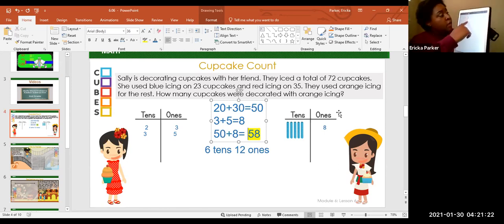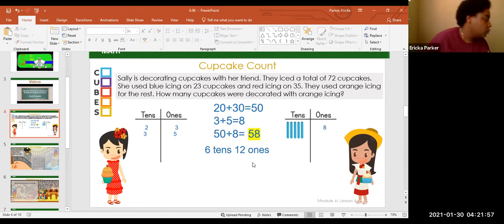Now, 14, if we want to check our answer to make sure that we get to 72, we can do 14 plus 58. You see that? 4 plus 8 equals 12. 1 plus 1 equals 2. 2 plus 5 equals 7. You see that? So, all right.